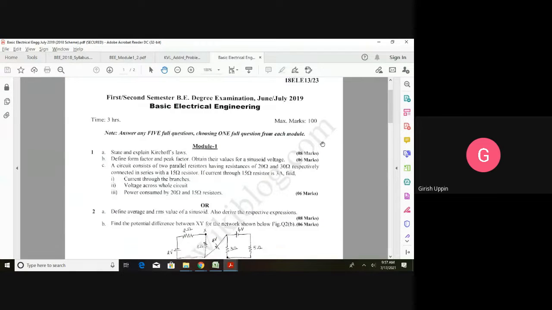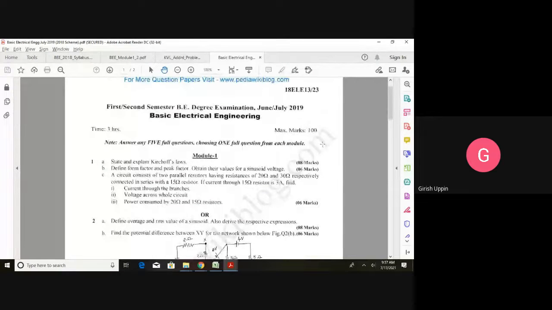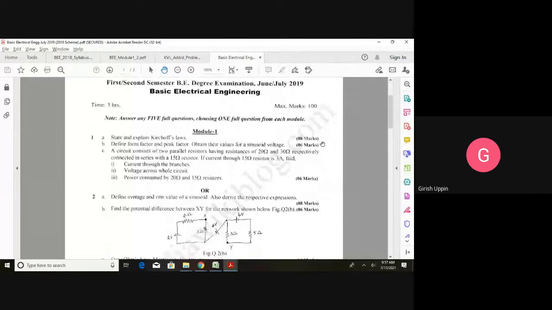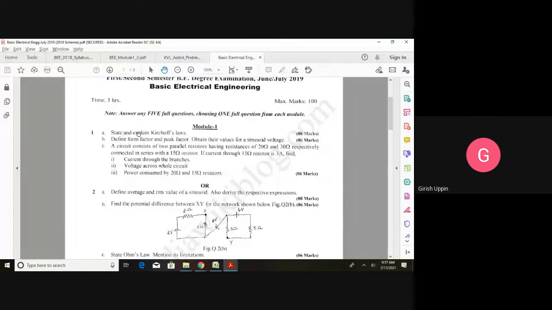You can see module 1. This question paper is July 2019. You can see state and explain Kirchhoff's laws. It is for 8 marks. Very easy, 8 marks. If you write the statement, the equation, then the circuit diagram, apply the KCL to that diagram, apply the KVL to the diagram, you will get complete 8 marks here.